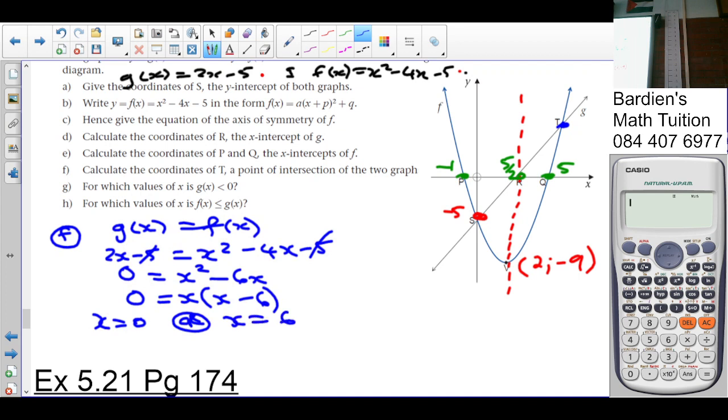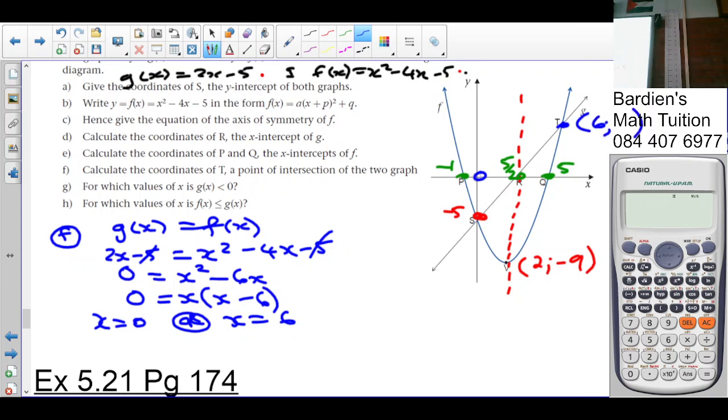Why am I having 2 x values? They have 2 points of intersection. x is equal to 0 is already accounted for, at 0 and minus 5. It's another point where the two graphs meet. So of course x is equal to 6 is the one I'm interested in.